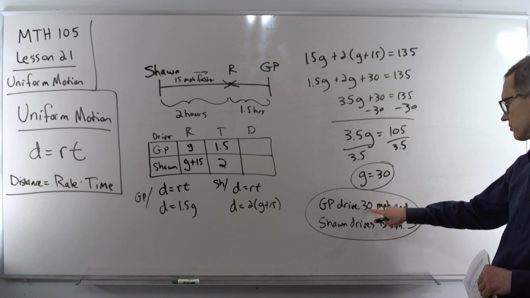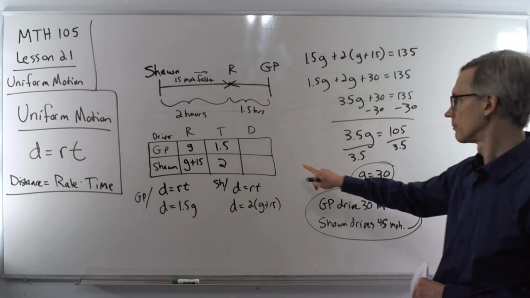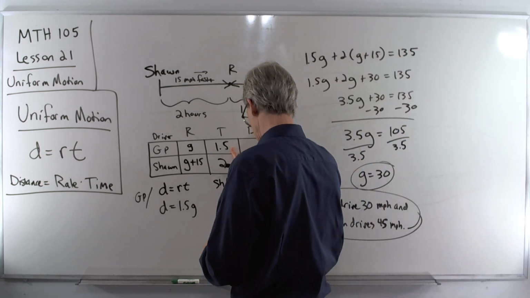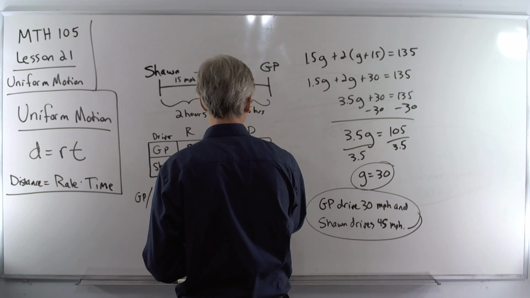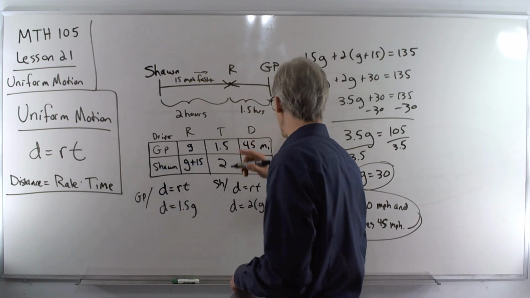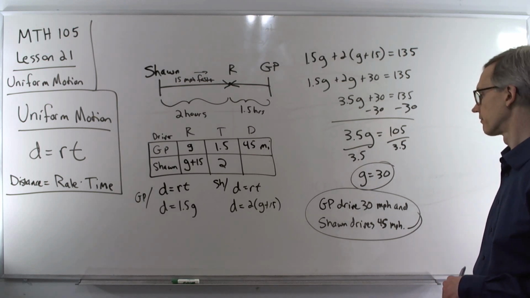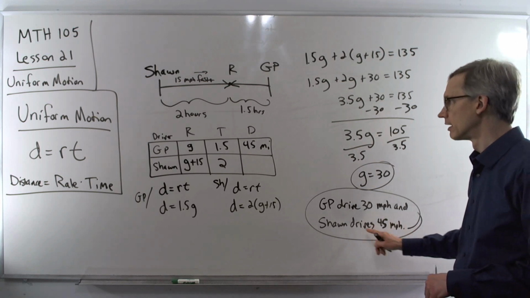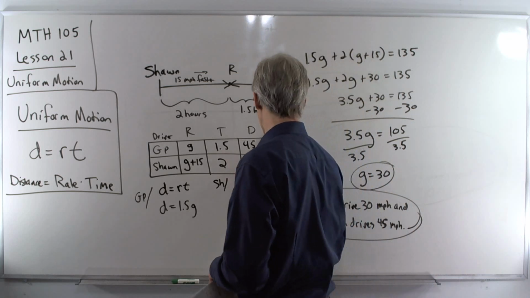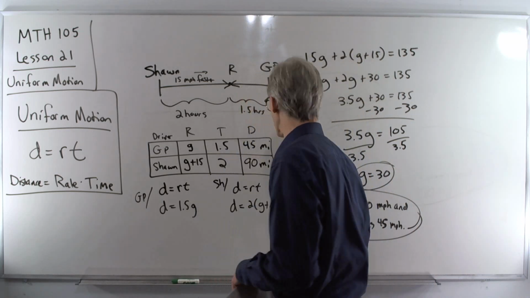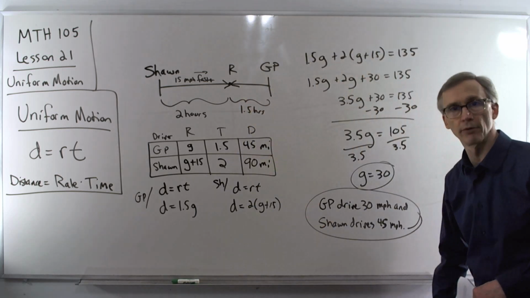So if we've got grandparents driving at 30 and they drive for 1.5 hours, we know that they've gone 45 miles. And Sean is going 45 miles per hour for 2 hours. So that's 90. Add those two up and we get 135.